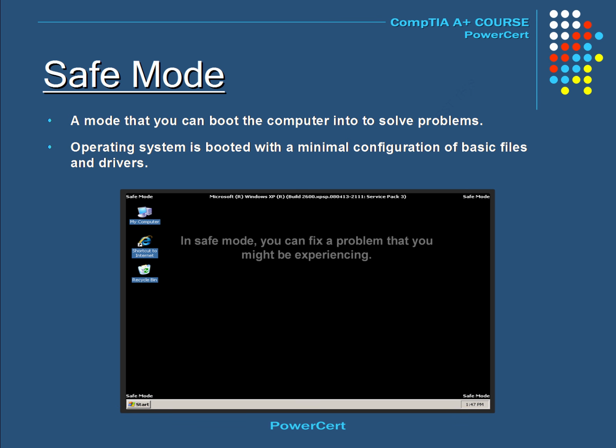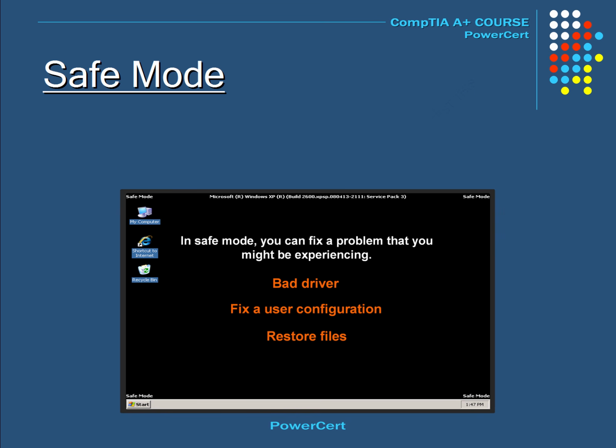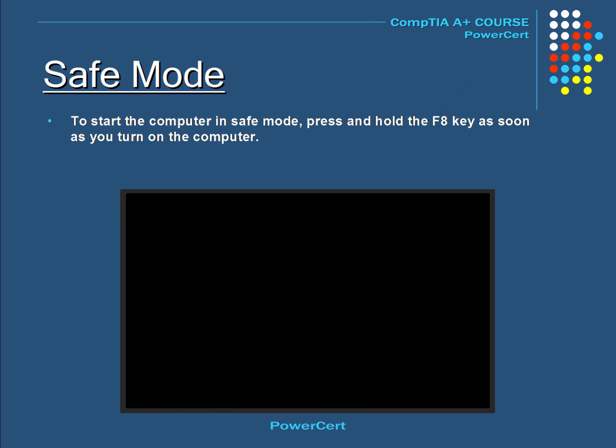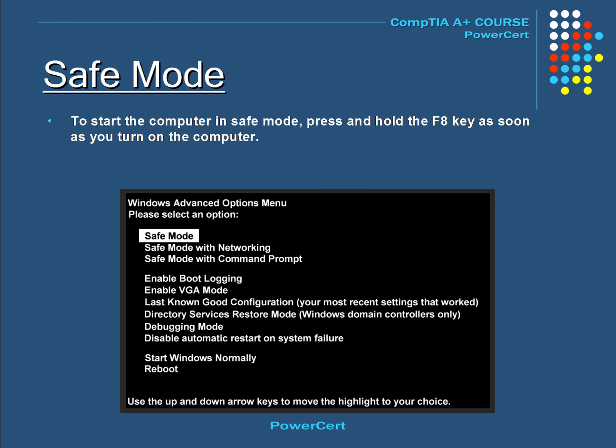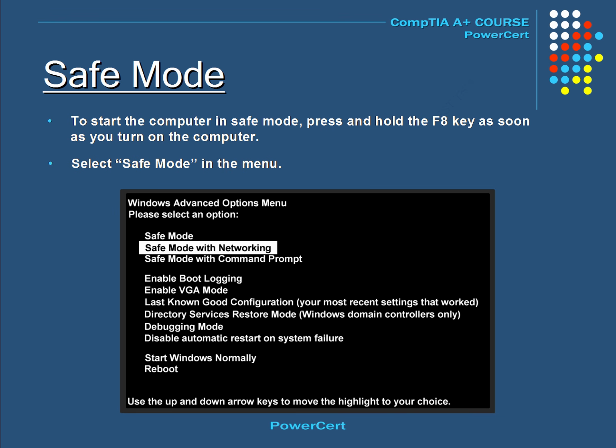Once you're in Safe Mode, you can fix a problem that you might be experiencing, such as a bad driver, fix a user configuration, or restore files. To start the computer in Safe Mode, press and hold the F8 key as soon as you turn on the computer. Then you will see the Advanced Options menu, and from here you can select Safe Mode. There is also the option if you wanted to be able to network or go online and use the internet in Safe Mode. Then you can choose the option that says Safe Mode with Networking, which enables the network card.